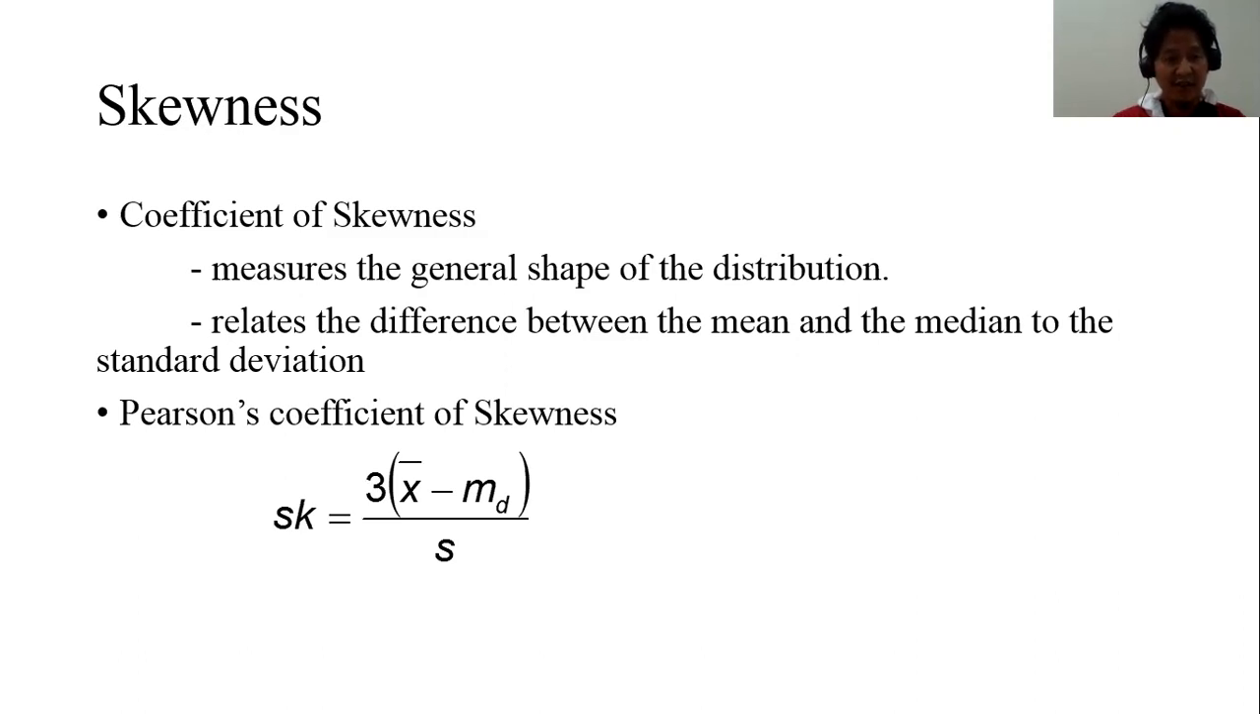So the coefficient of skewness, or Pearson's coefficient of skewness, or simply SK, can be computed using this formula, which is 3 multiplied to the difference of the mean minus the median over the standard deviation. So dapat marunong tayo kumuha ng mean at saka median at sa standard deviation before we can get your skewness. Okay, so remember that formula.